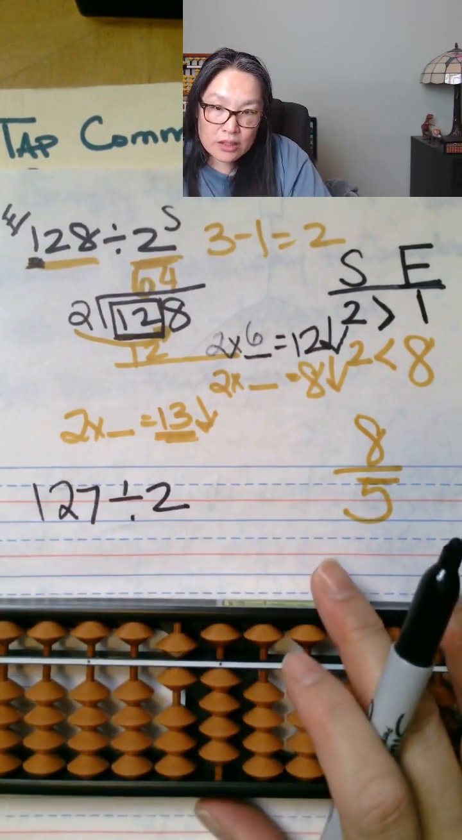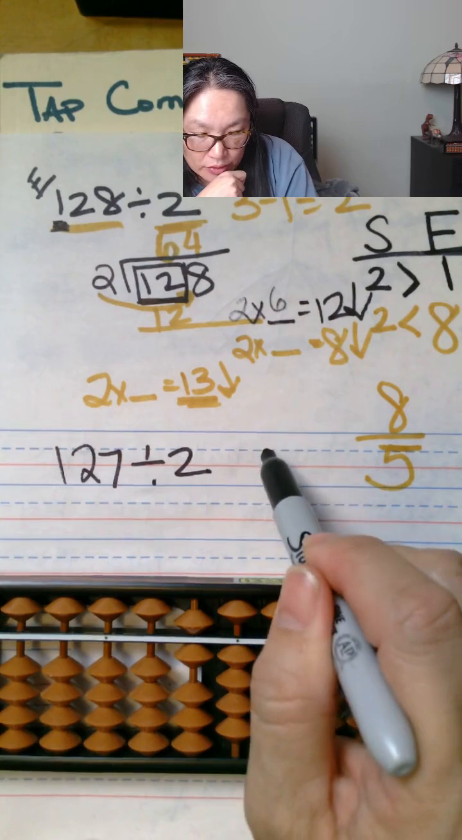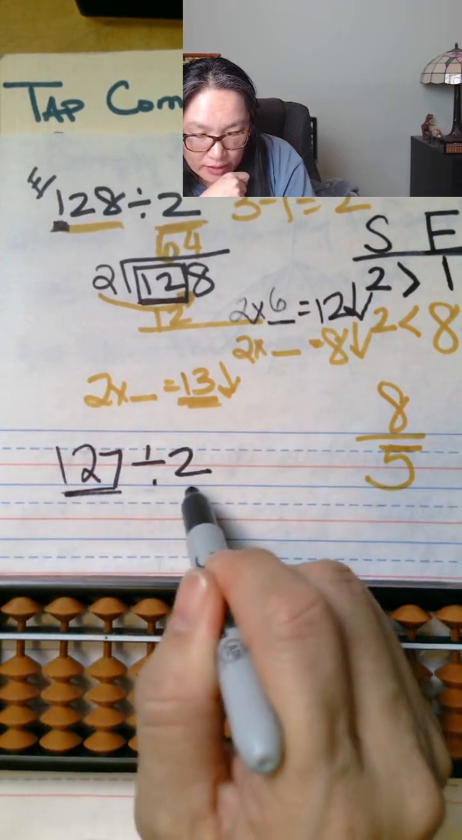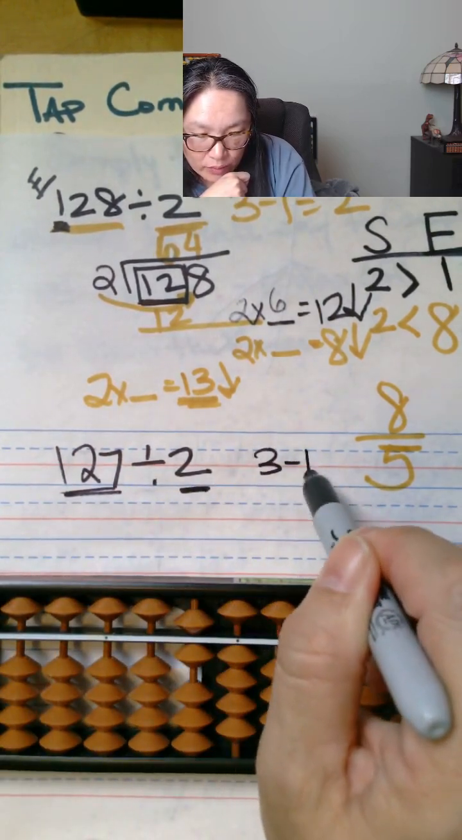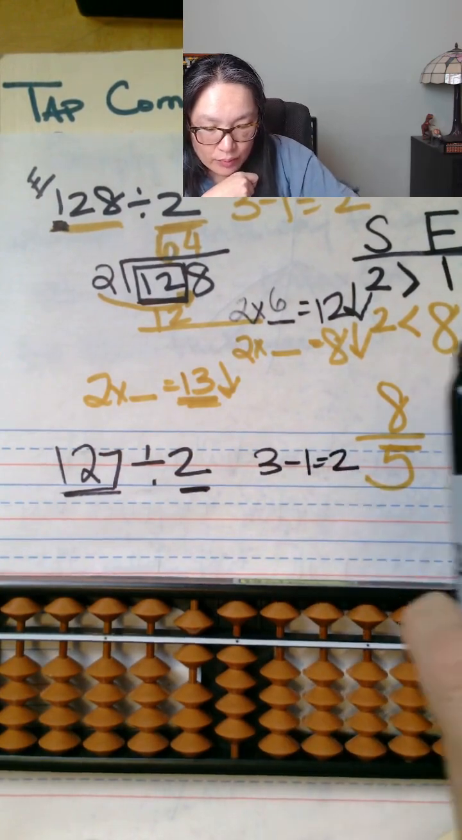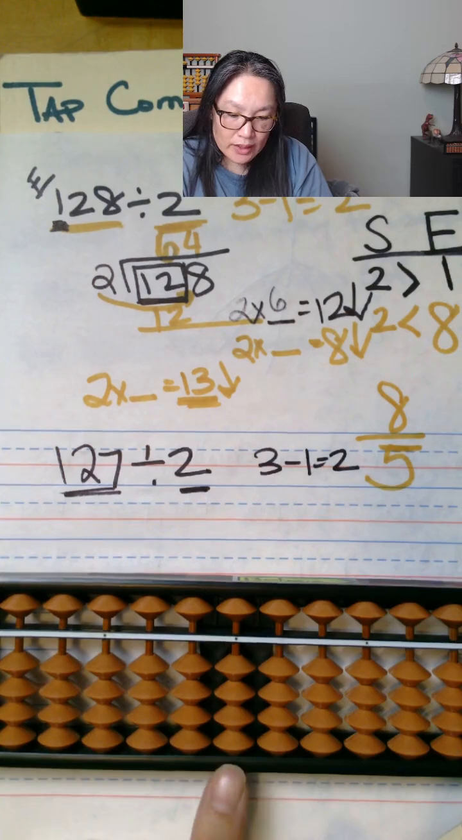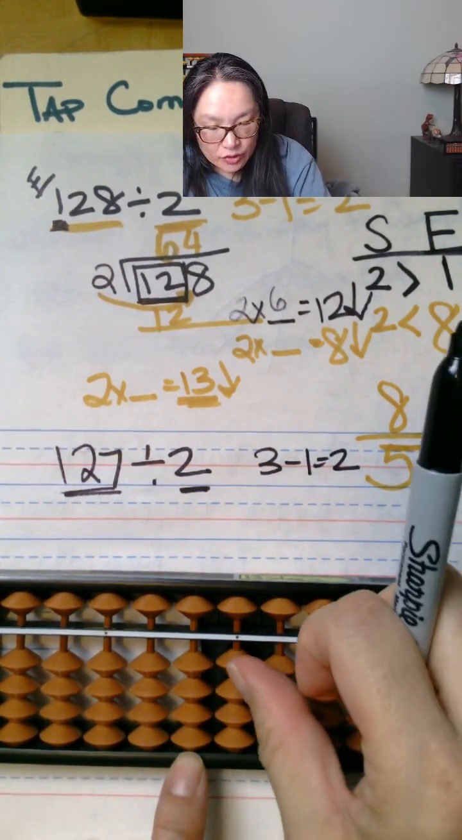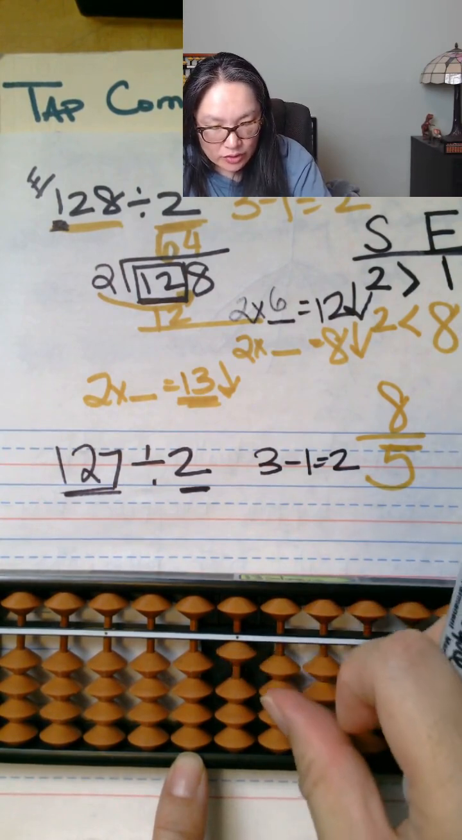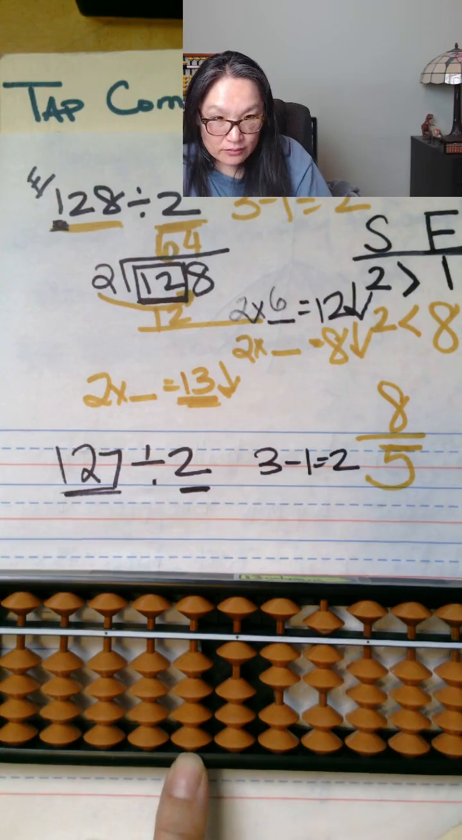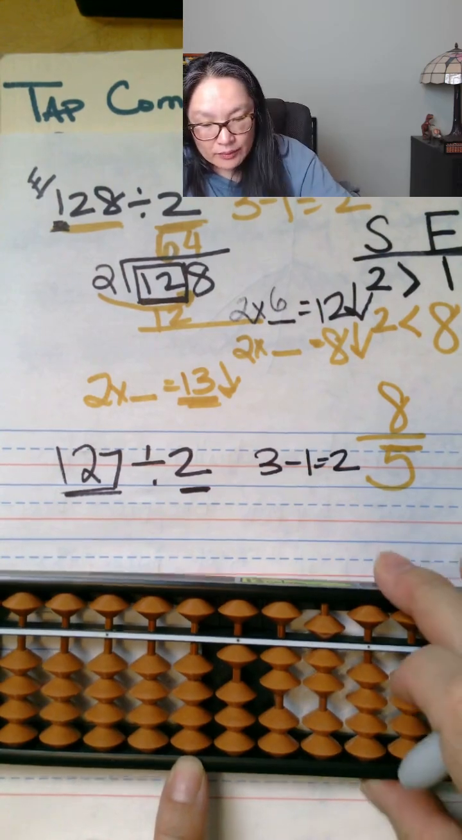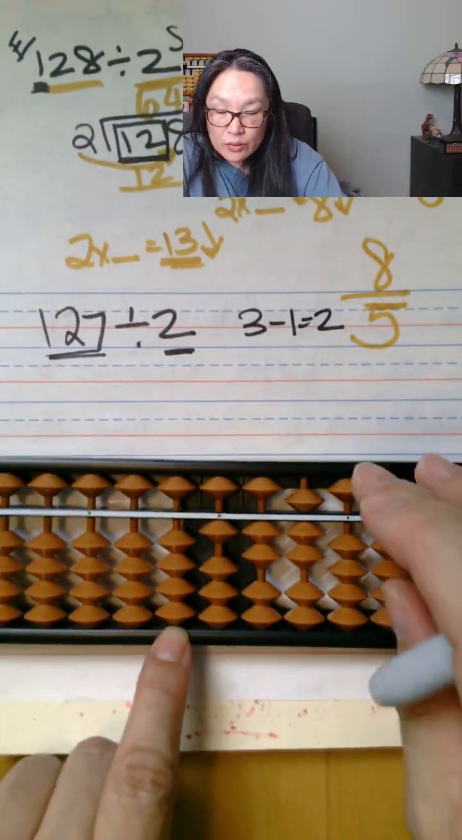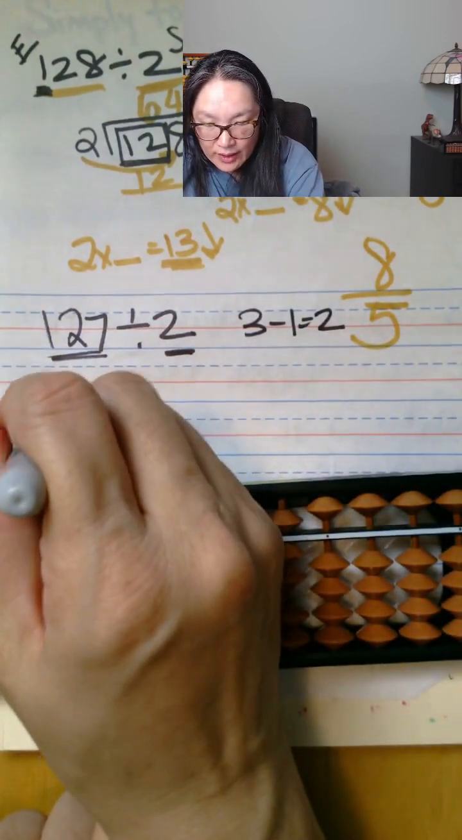Again, our starting point is 2. Why? Because there's 3 and there's 1. So 3 take away 1 is equal to 2. So our starting point is 2. I'm going to put my dividend 1, 2, 7. Right? Let me rewrite it so we can kind of see. We're going to rewrite it like this.